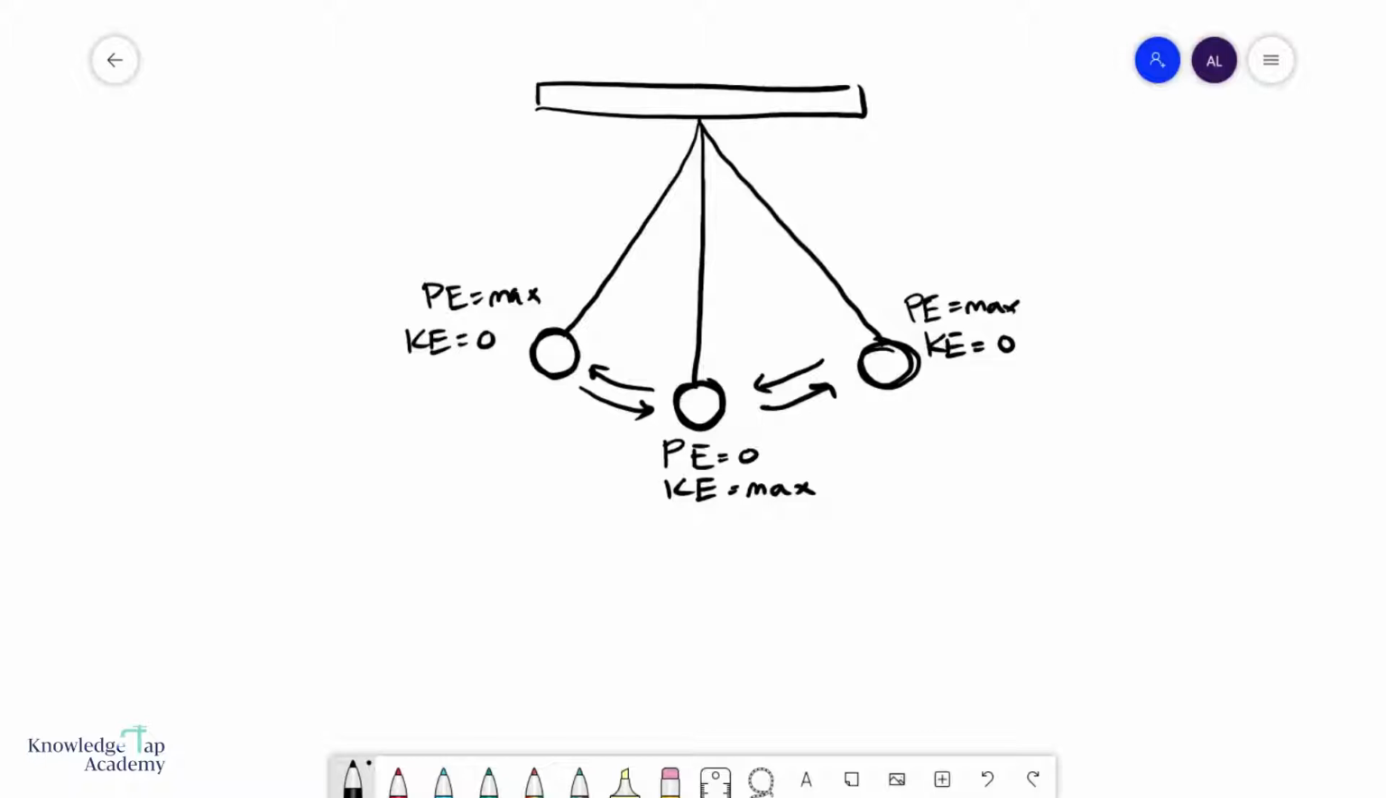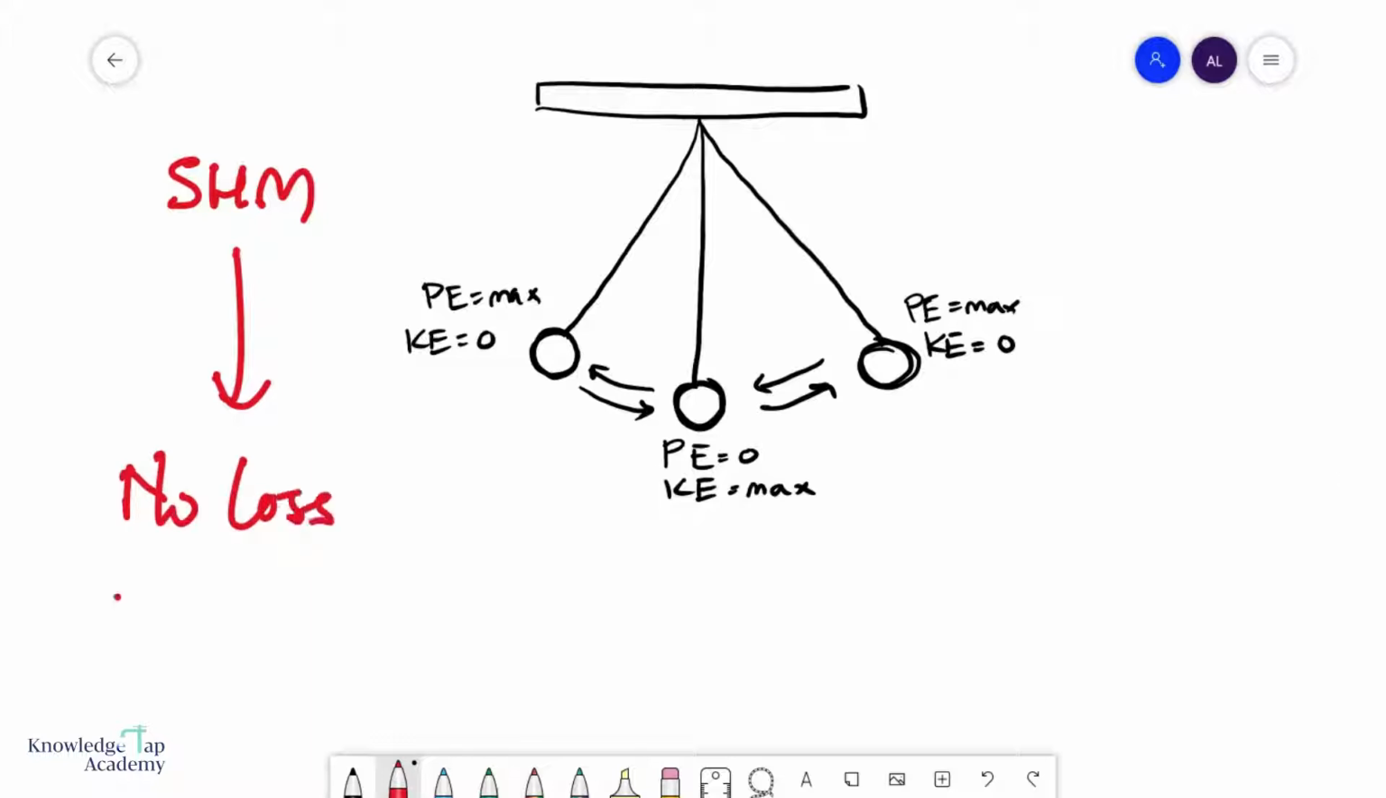Now we're going to talk about energy in an SHM. The first and most important concept is that when we talk about an object in SHM, there is no loss in mechanical energy, which of course means your PE and your KE.